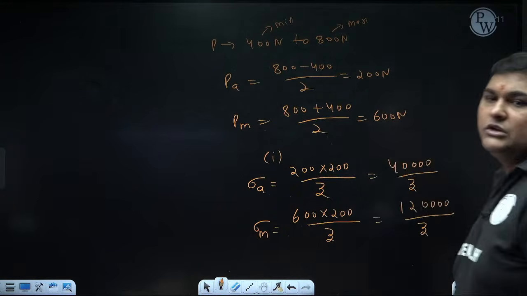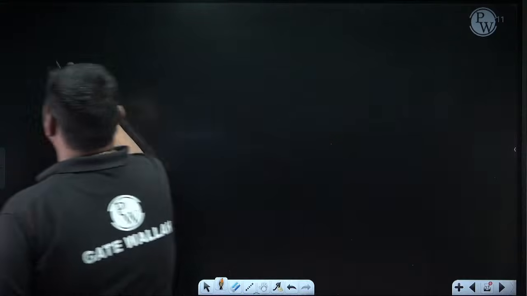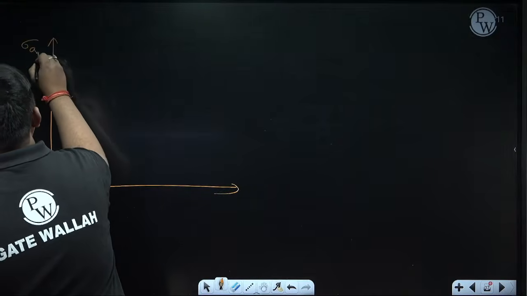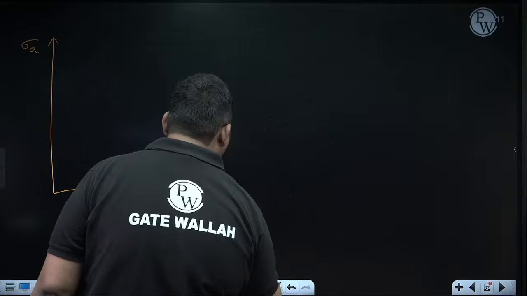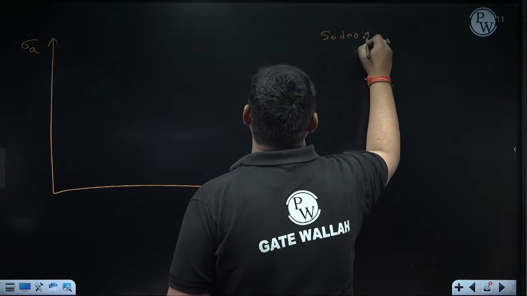Okay. So now we can use any criteria. Again, asking as per Soderberg criteria, we will draw the graph of Soderberg criteria. For a fluctuating stress condition, when we are drawing the graph, in the y-axis we take amplitude stress and in the x-axis we take mean stress. Now what does Soderberg criteria say?